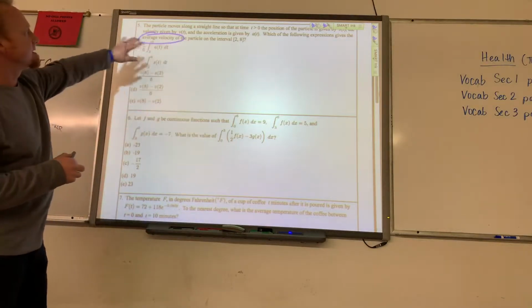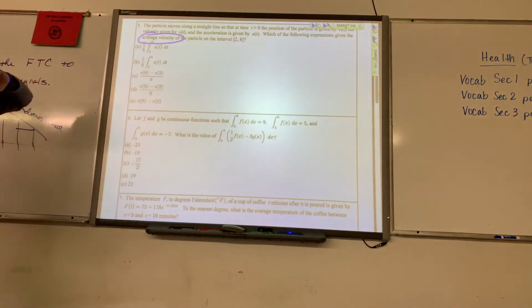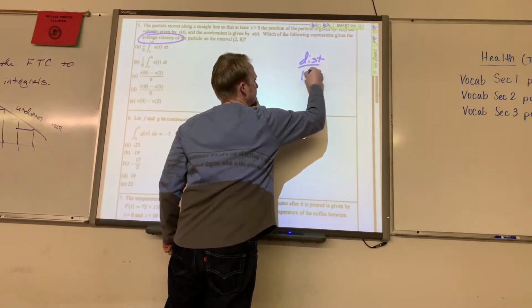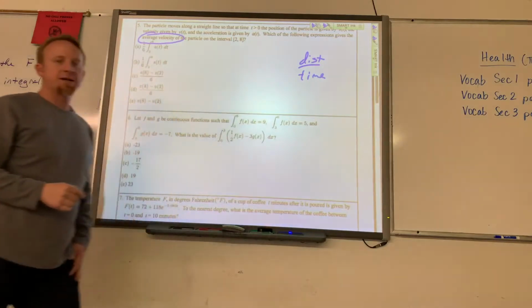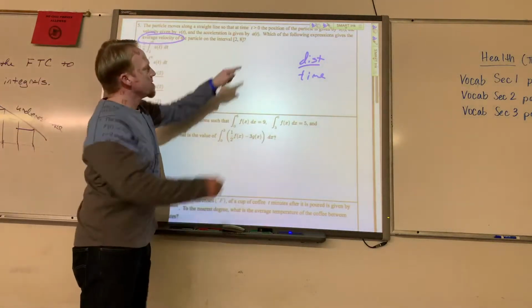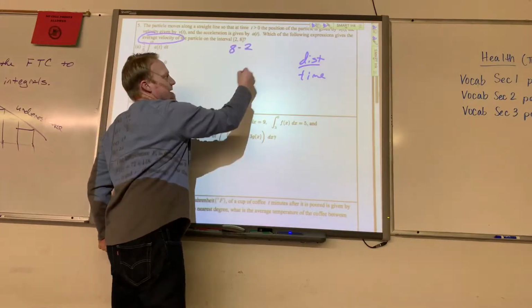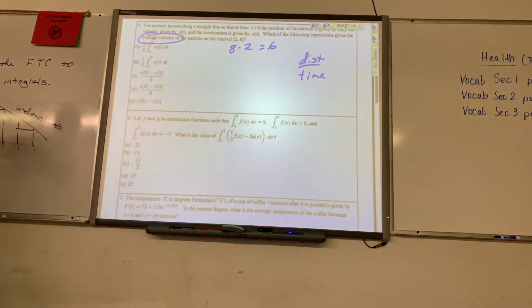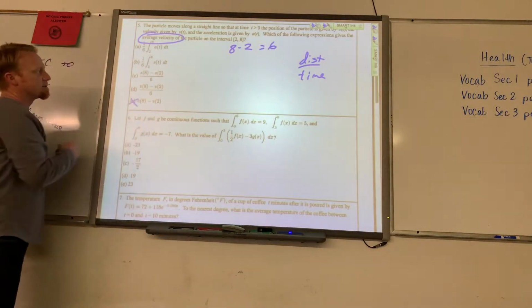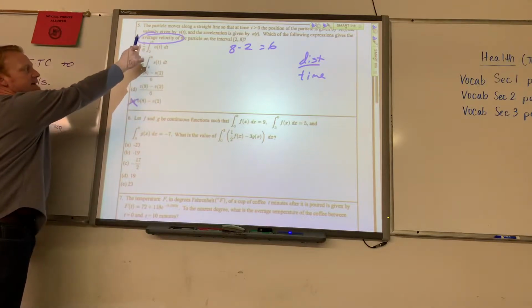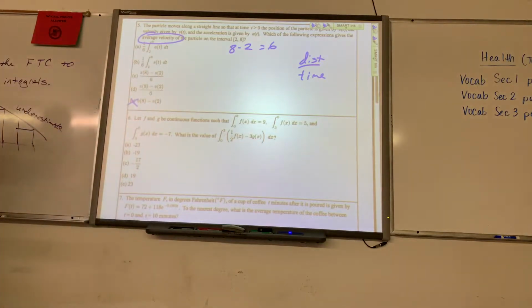Do I have units here? No, I don't have units. But I need something with a distance over time. Since I'm doing average, I definitely know I've got to do 8 minus 2, which gives me 6. So I definitely know the bottom has to be 6. So that one's gone because the bottom doesn't have a 6. This has a 6, that has a 6, that has a 6, and that has a 6. So those are good to go.